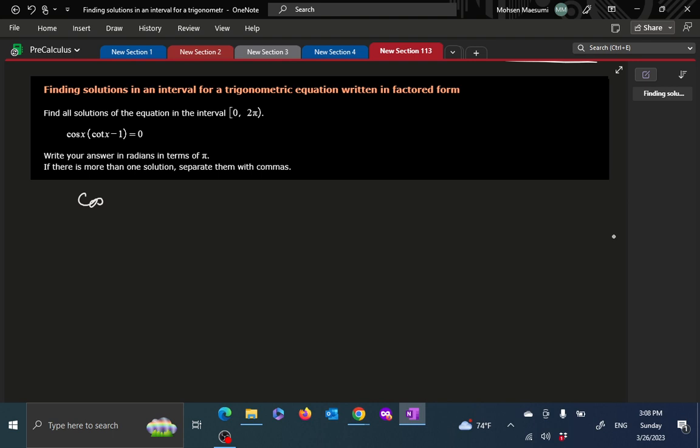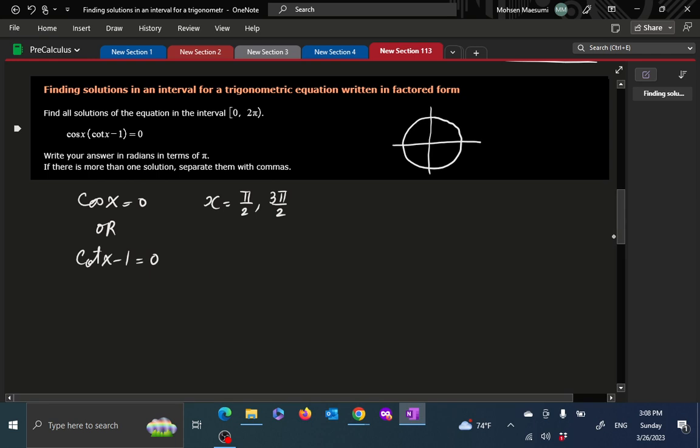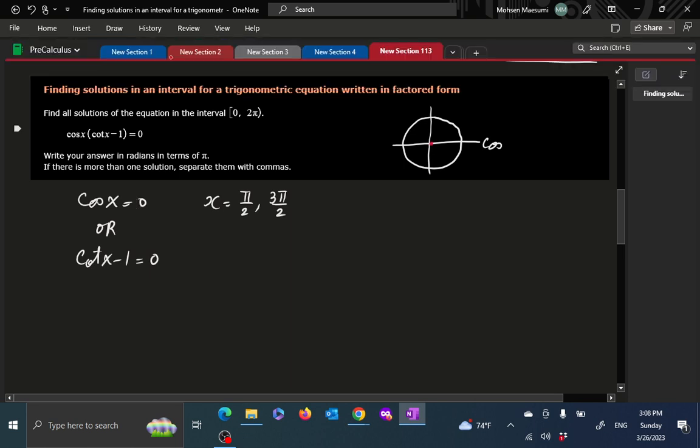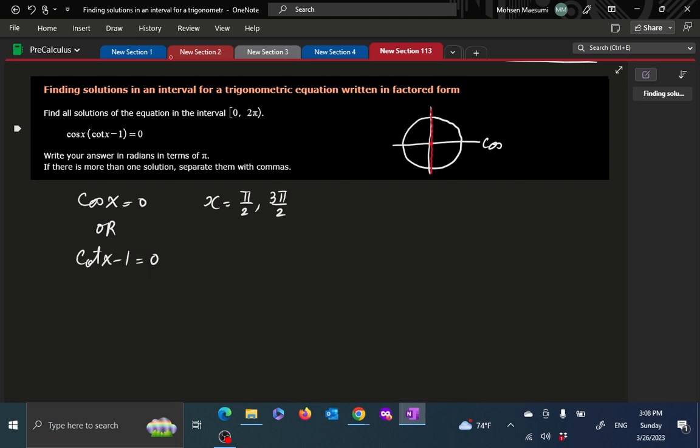Okay, so here our equation is cosine of x equal to 0, or cotangent of x minus 1 equal to 0. So this means x is either pi over 2 or 3 pi over 2. If you want to get a picture out of it, here is my cosine axis. On the cosine axis, I go find the required value, that is 0. Draw a perpendicular line at that location. The two angles that I'm getting are these two.